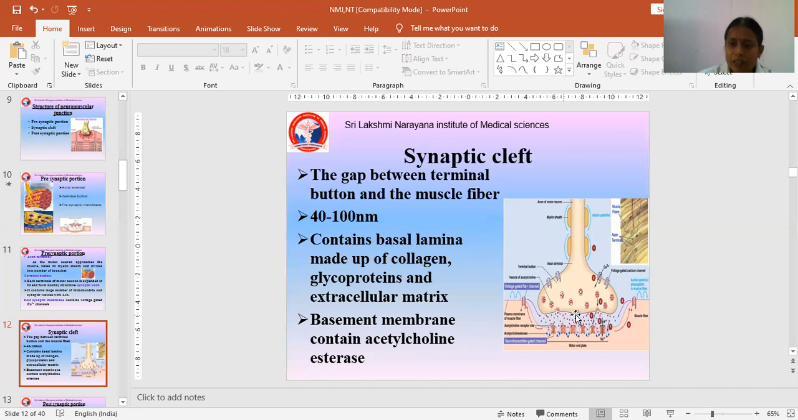Here it contains extracellular matrix and basal lamina. The basal lamina is made up of collagen and glycoproteins. Also the basement membrane contains acetylcholine esterase. It is an enzyme that will remove the acetylcholine.